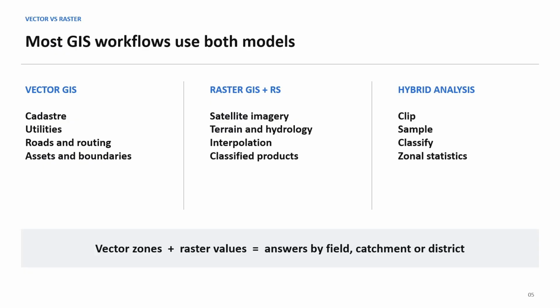Vector is central to cadastral, utility, transport, and asset management systems because individual objects and relationships matter. Raster dominates satellite imagery, elevation, environmental modeling, and other cell-based calculations. The models often meet in one operation. A vector field, catchment, or district is used to clip a raster or summarize its pixel values.